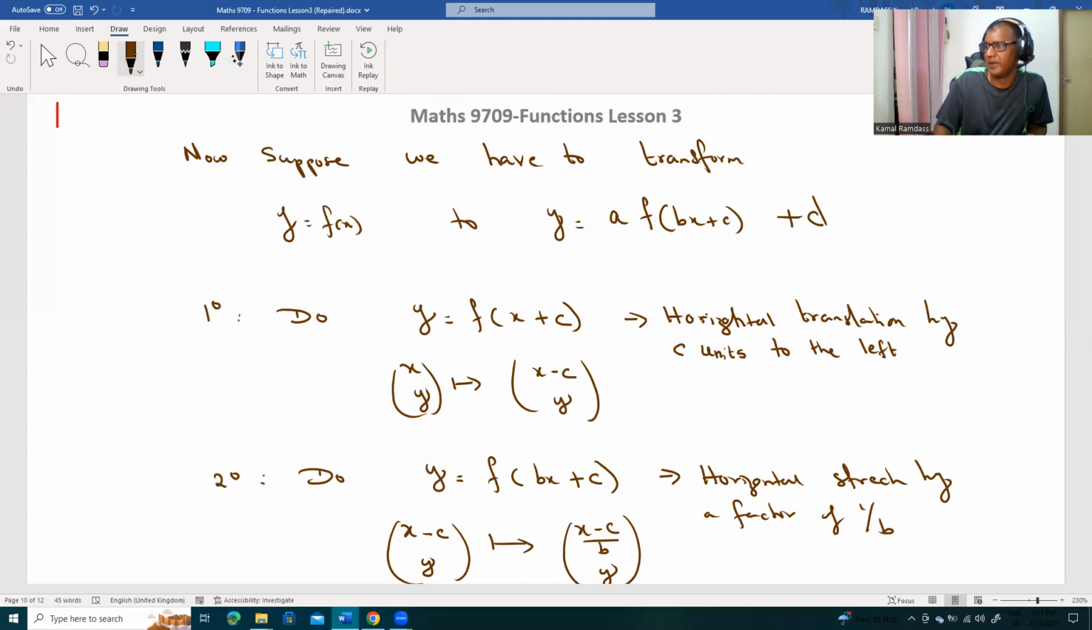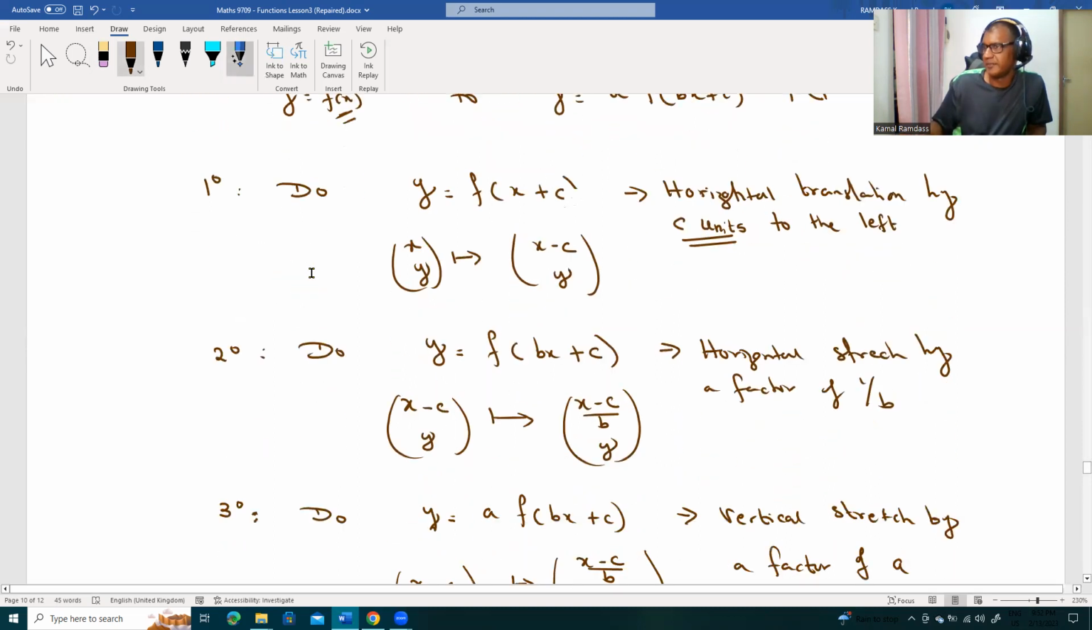By c units to the left, or minus c units. OK. By c units to the left, that means in this case the xy coordinate of the function f(x) will be mapped onto (x minus c, y).